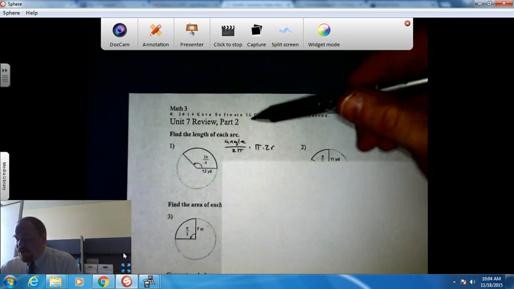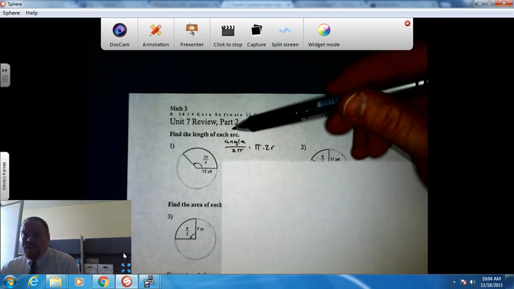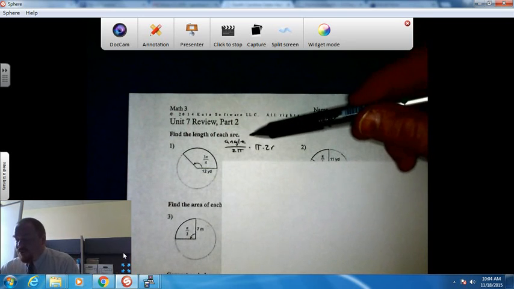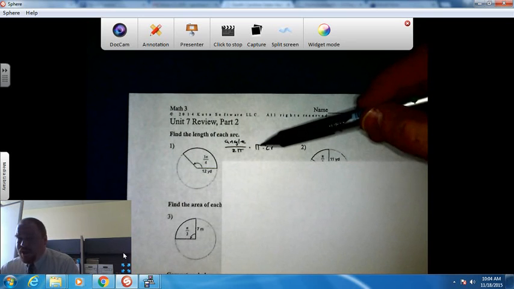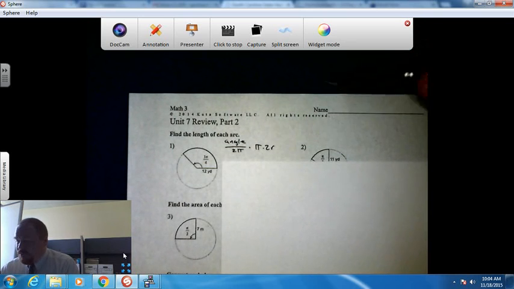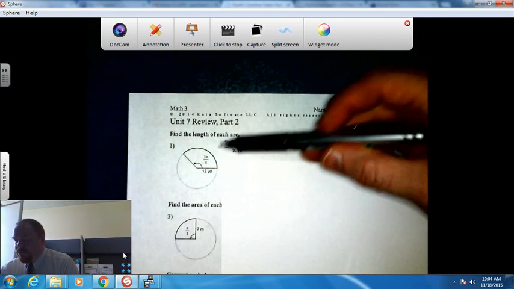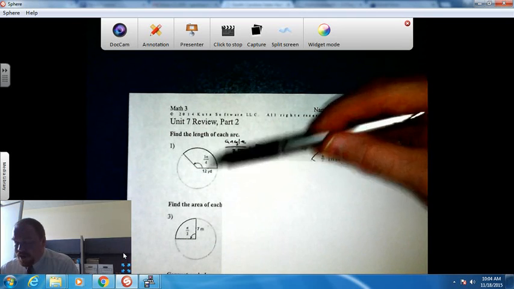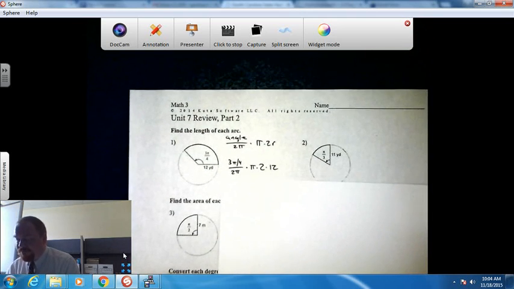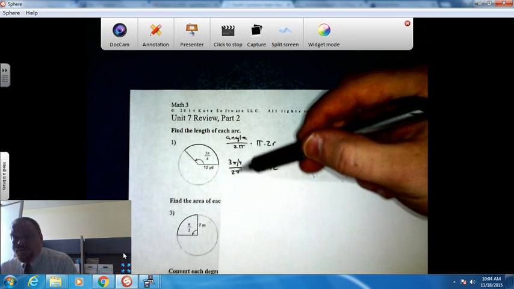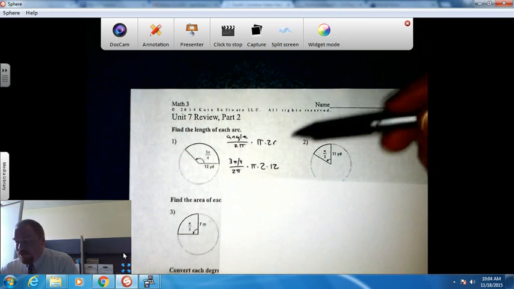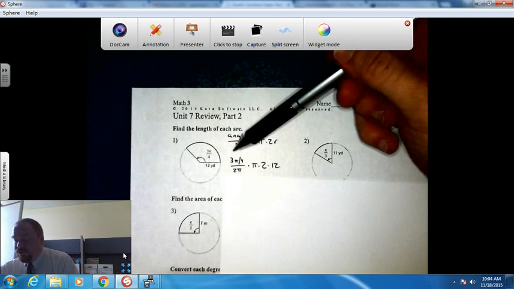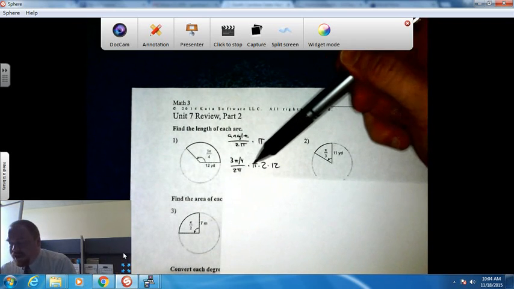Okay? Here, since we're trying to find the length of the arc in radians, I have the formula here for us. It's the measure of the angle over 2 pi times 2 pi r. So what I have here is 3 pi over 4, and 12 is the radius. So I've already filled that in. Now, the pi's in the fraction are going to cancel out. Okay? So all I have to do is do 3/4 divided by 2 times 2 times 12.